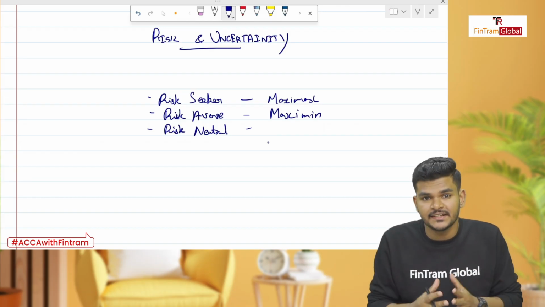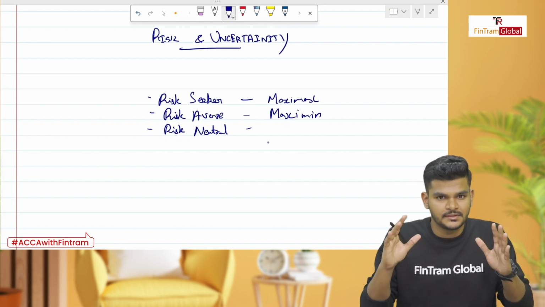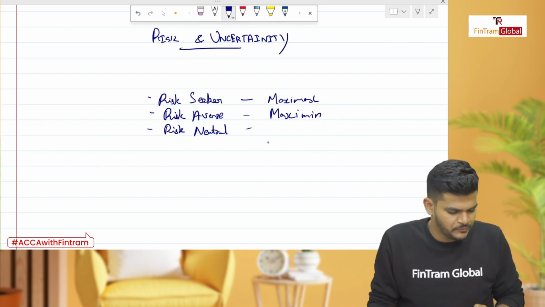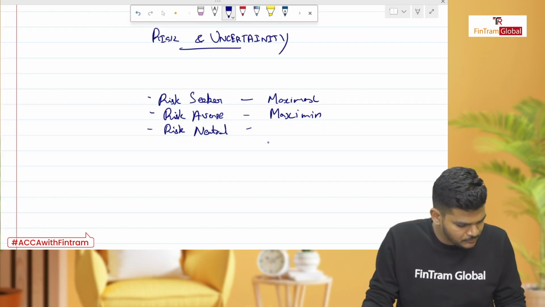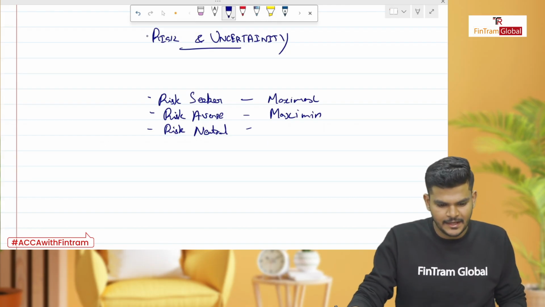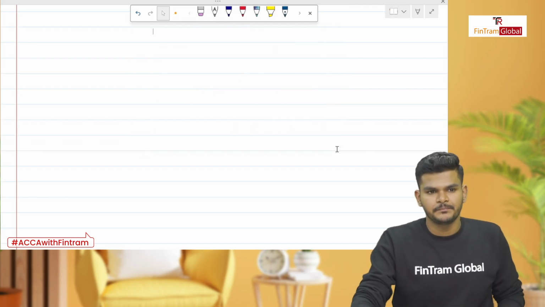There can be questions that come up in the exam to assess maybe the risk appetite of certain individuals. So it is really important that you know about this as well. Okay, folks. So that's basically all about risk and uncertainty. Simple as that. Now, let's move on to another topic, shall we?